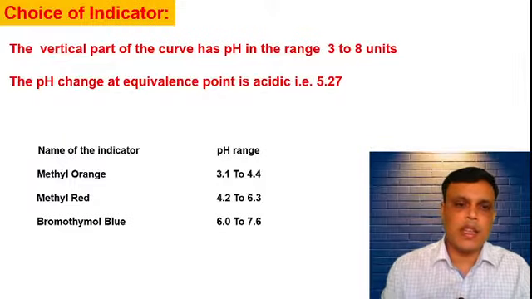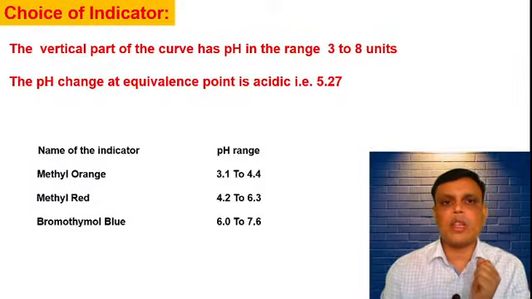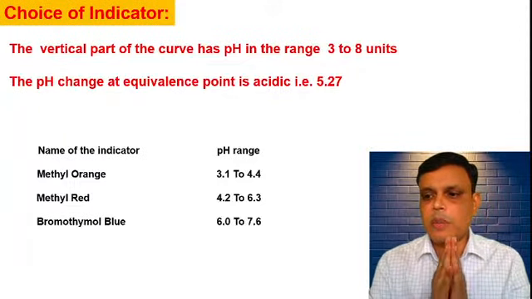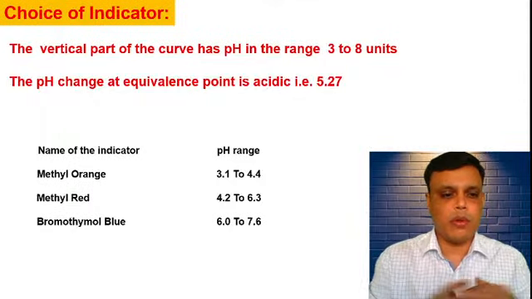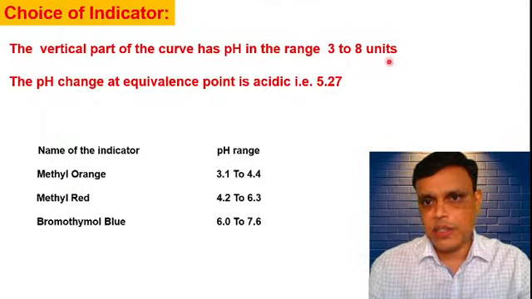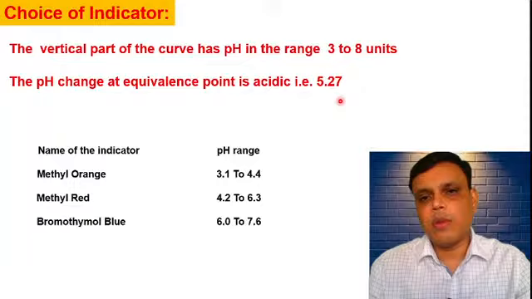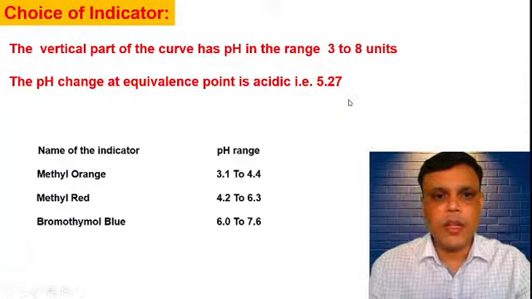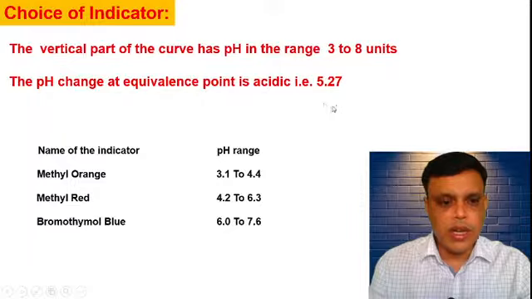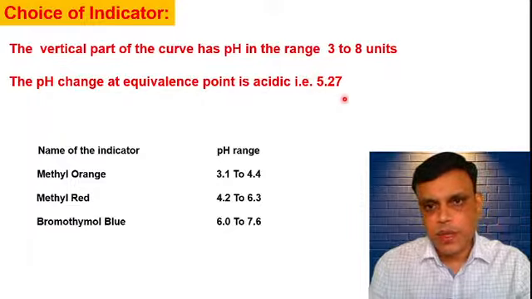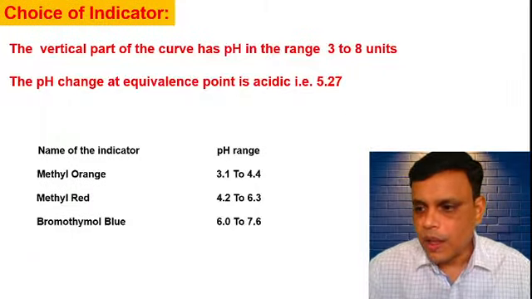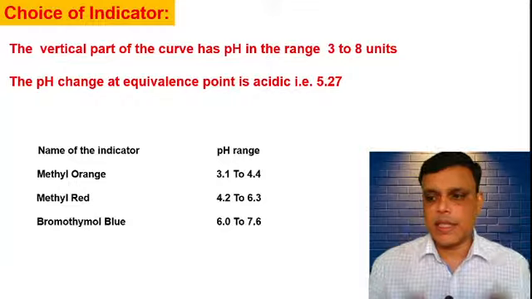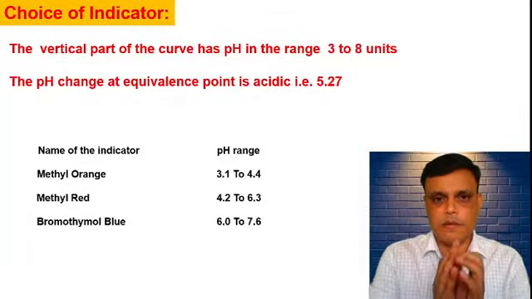But out of these three suitable indicators, we have to choose the best indicator. So how will you choose? While choosing the best indicator, you have to see these 2 points: the pH range 3 to 8 units and the pH at equivalence point. This is very important. pH at equivalence point is 5.27. Now tell me which indicator will cover this equivalence point pH. बोलो मुझे कौन सा इंडिकेटर ये 5.27 कवर करता है. That indicator will be the best indicator for this titration.